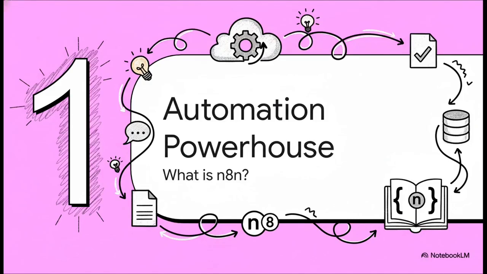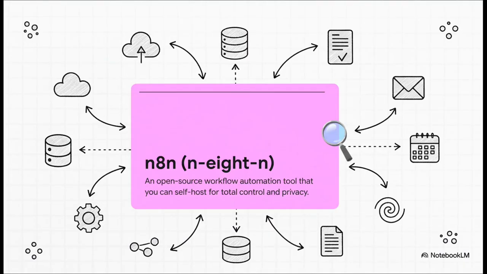So what is this thing really? I mean, there are a lot of automation tools out there, so what makes n8n so different? Let's get into it. First off, you say it n8n, and at its core, it's a workflow automation tool. You can think of it as the digital glue that connects all the different apps and services you use every day, getting them to talk to each other so you don't have to do the boring, repetitive work.